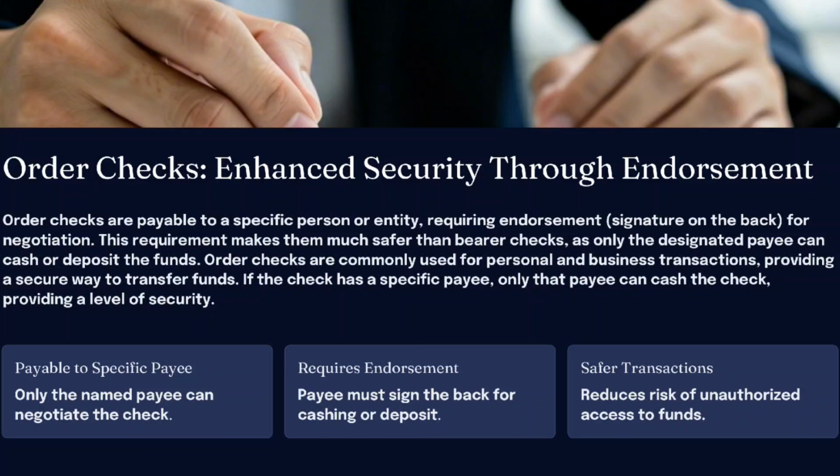Next up are order checks. Enhanced security through endorsement. Order checks are payable to a specific person or entity, requiring endorsement signature on the back for negotiation. This requirement makes them much safer than bearer checks, as only the designated payee can cash or deposit the funds. Order checks are commonly used for personal and business transactions, providing a secure way to transfer funds. If the check has a specific payee, only that payee can cash the check, providing a level of security.